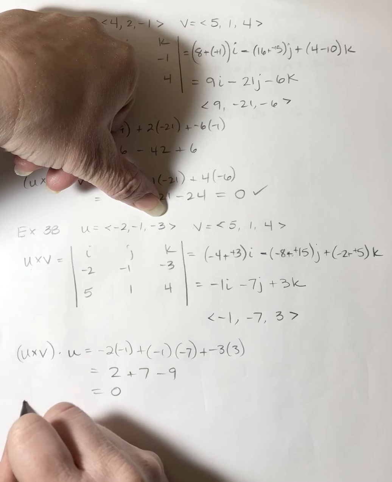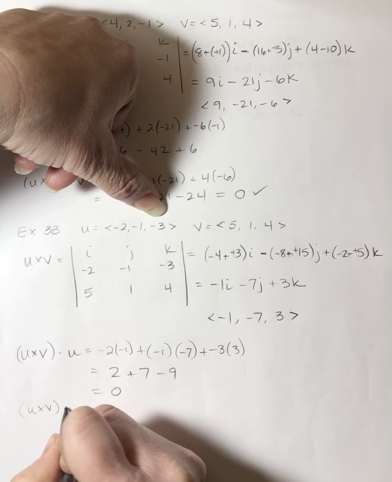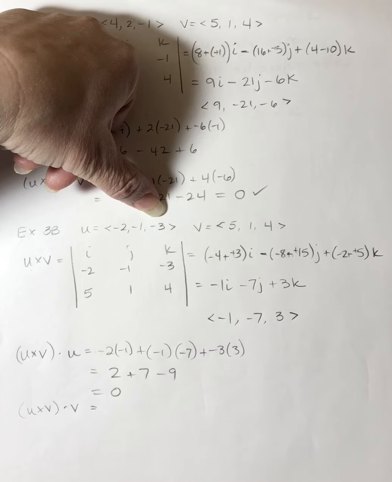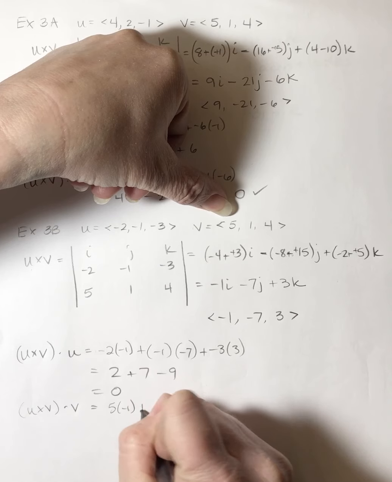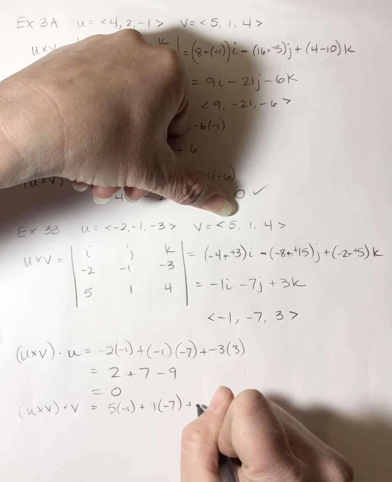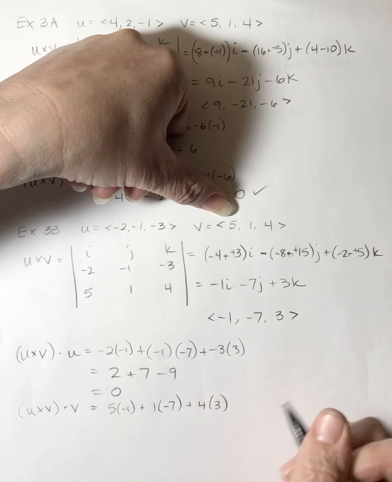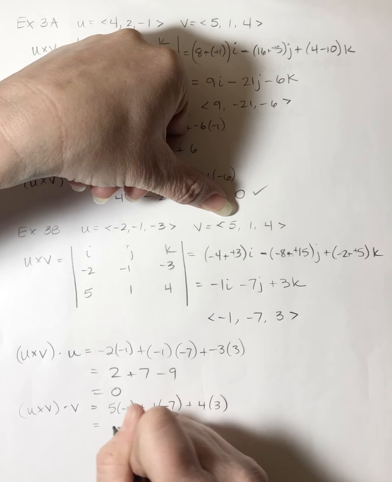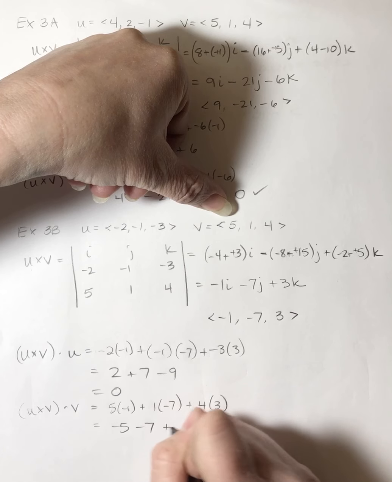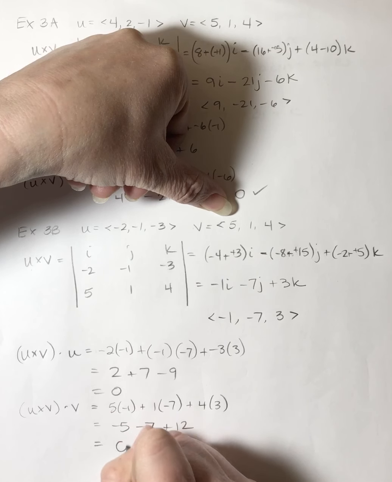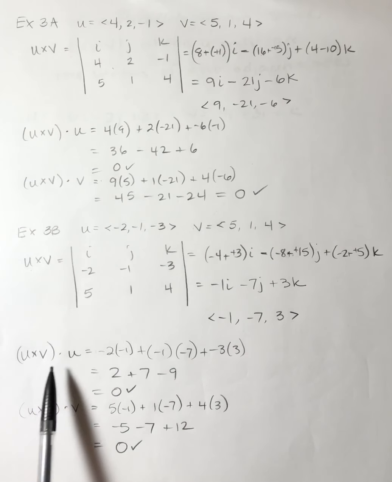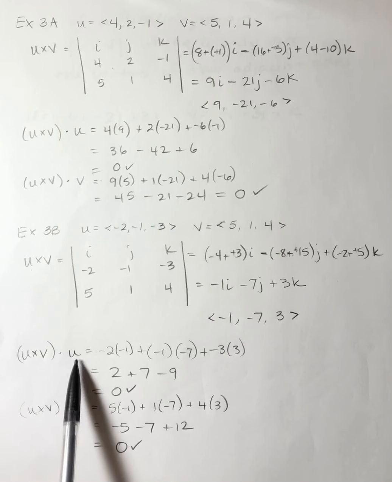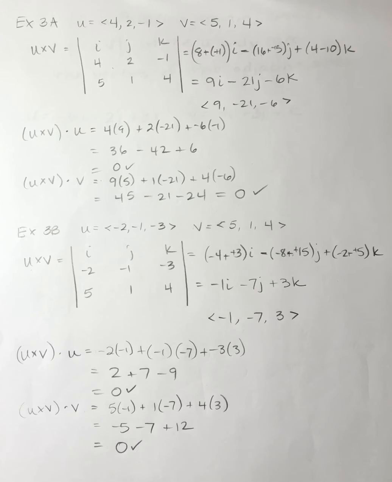And then, again, you cross with v and the dot product with v. So again, I'm going to show the same thing. I'm going to have 5 times negative 1 plus 1 times negative 7 plus 4 times 3. So I've got negative 5 minus 7 plus 12, and that equals 0. And so that's showing that the dot product of the cross product and each vector is 0, which proves or shows that they are indeed orthogonal.